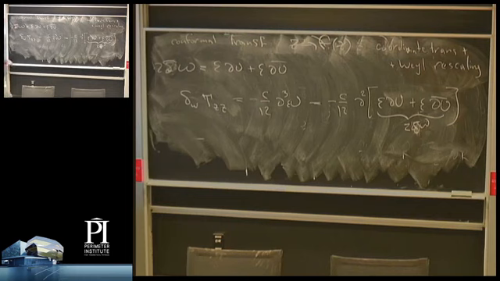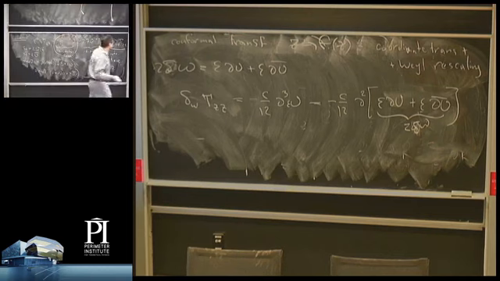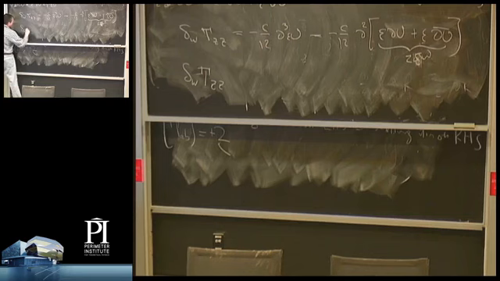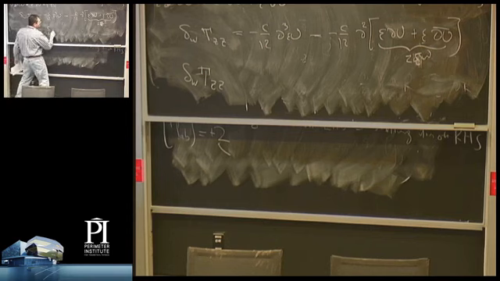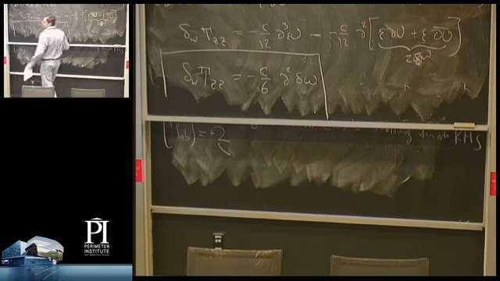So what we discovered is that by carefully looking at the transformation properties of the stress energy tensor under conformal transformations, we identified how our stress energy tensor transforms under Weyl transformation. There is a factor of 2 here, so I have minus c over 6, and then del squared of delta omega. So any questions?